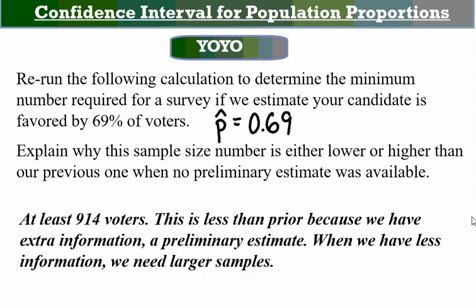So here we go. You'll find you need at least 914 voters. This is less than the prior because we have extra information. We have an estimate for p now, and because we have an estimate, we don't need to have as large of a sample. So there you go.